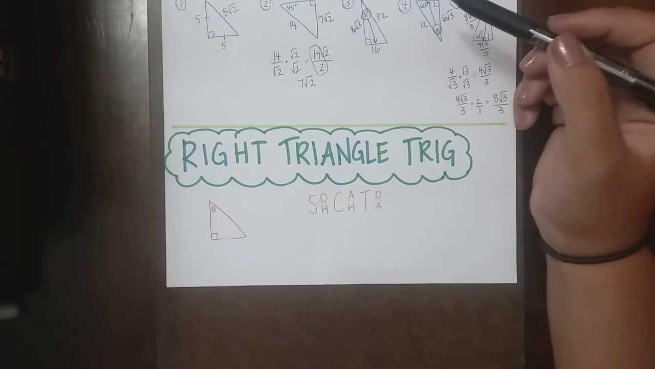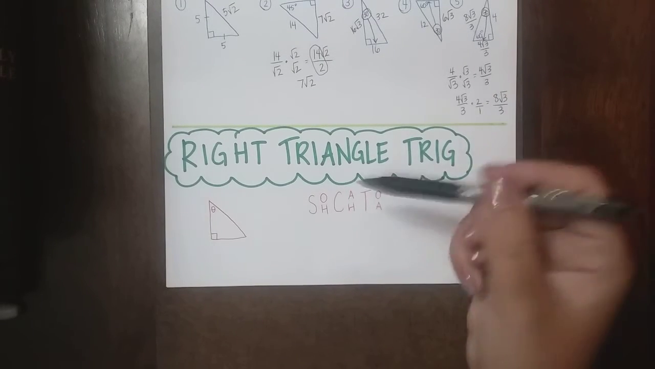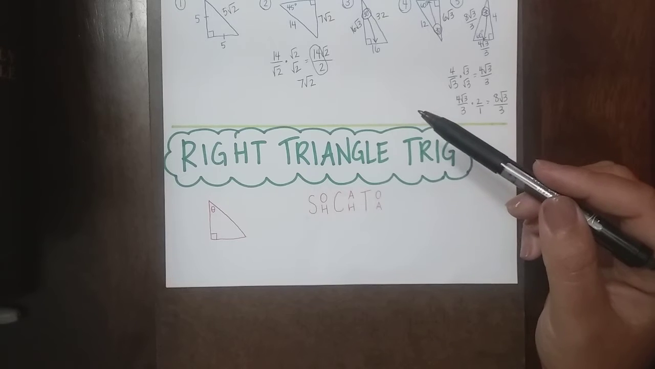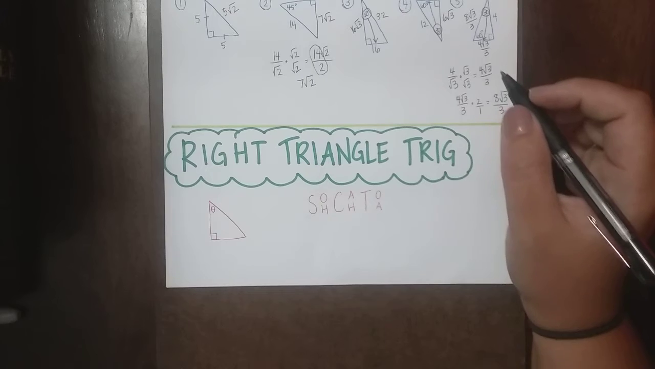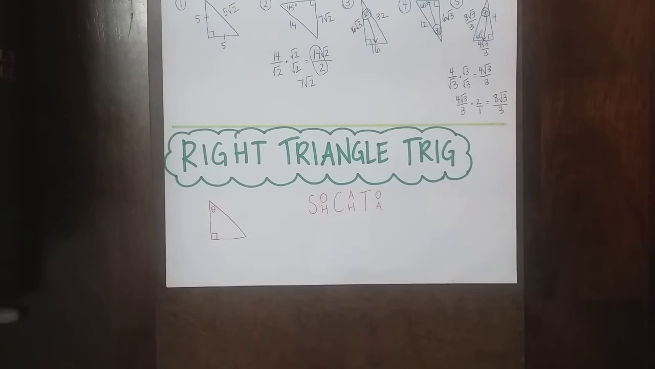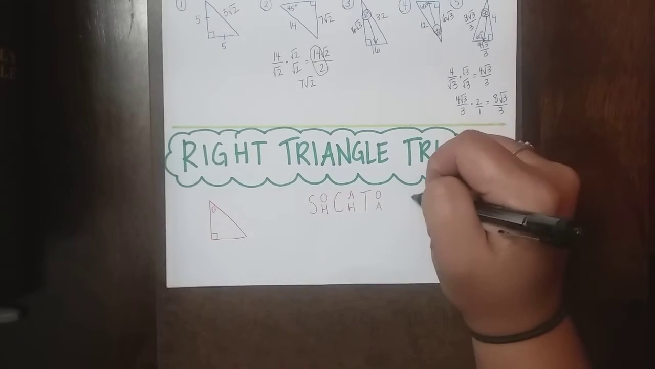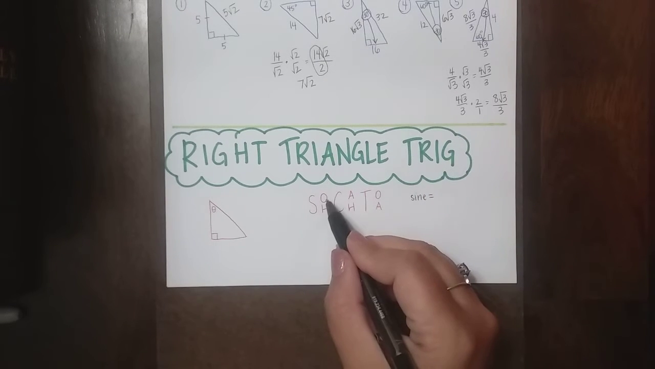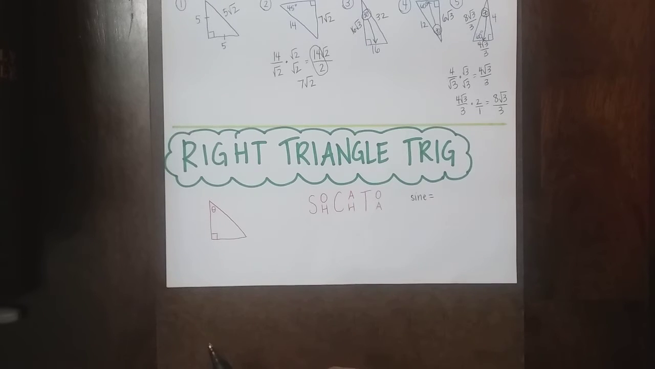So what we're going to have to remember is SOHCAHTOA. And what SOHCAHTOA stands for, and I wrote it like this for a reason. We have three trig functions that we typically use for our right triangle trig, or finding missing sides and angles. The first one starts with an S, and that's sine. Sine equals, and then the O's, A's and H's stand for opposite, hypotenuse, and adjacent.